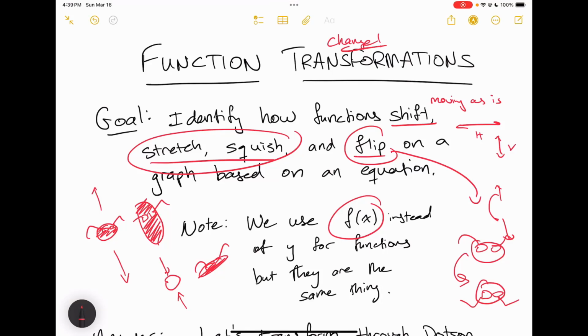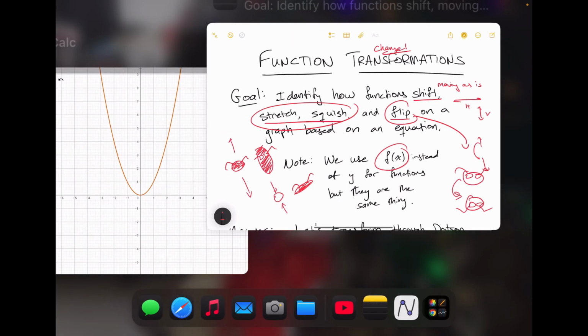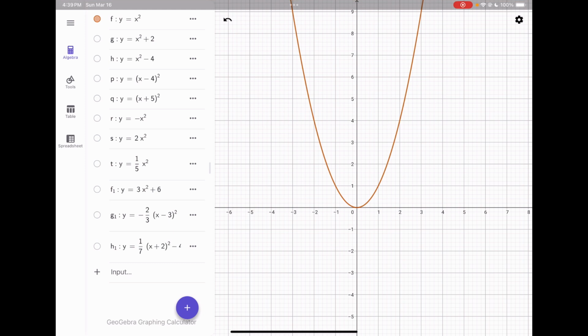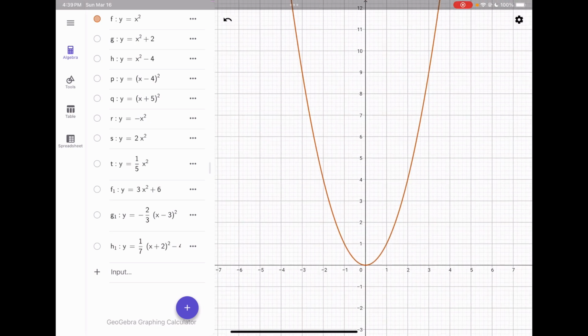Before I do anything else, though, I'd love to give you that head start in the form of a graph. What you're seeing here is a simulation on GeoGebra with the base function y equals x squared. There are plenty of other base functions out there, but I'm using x squared, which is the quadratic, because our next unit will be on quadratics, and this is going to be directly related to that.